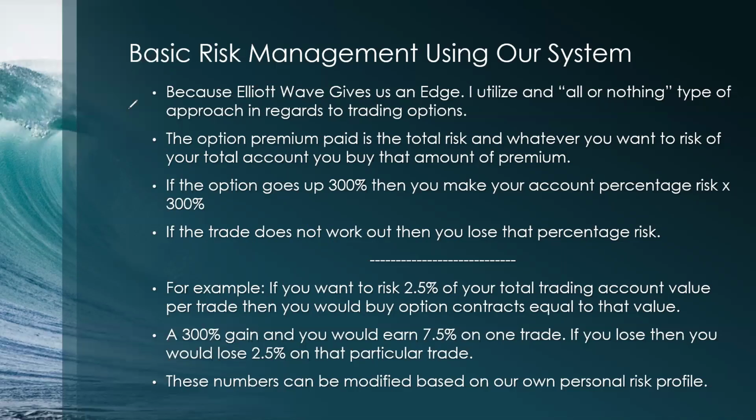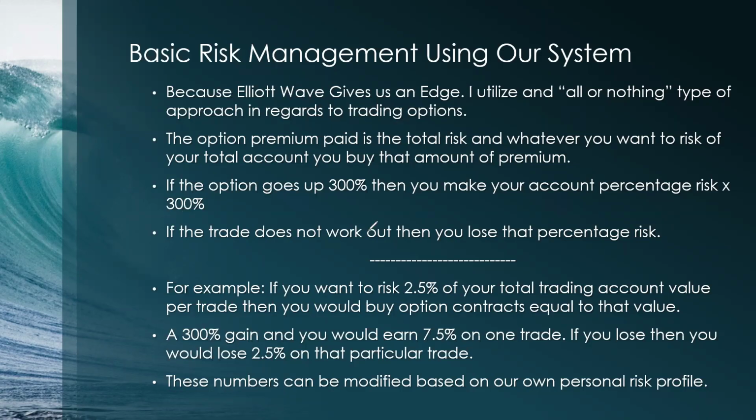So the way that we look at risk management is, because Elliott wave gives us an edge, we utilize an all or nothing type of approach in regards to trading options. What this means is that when we buy an option, the premium that we pay for that option is the total risk of that particular trade. So whatever you want to risk on your total account, you buy that amount of premium. So if the option goes up 300%, then the gain of your account is going to be the percentage you risk times 300%.